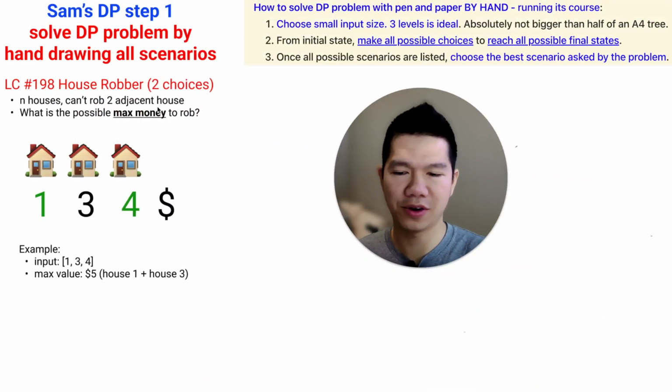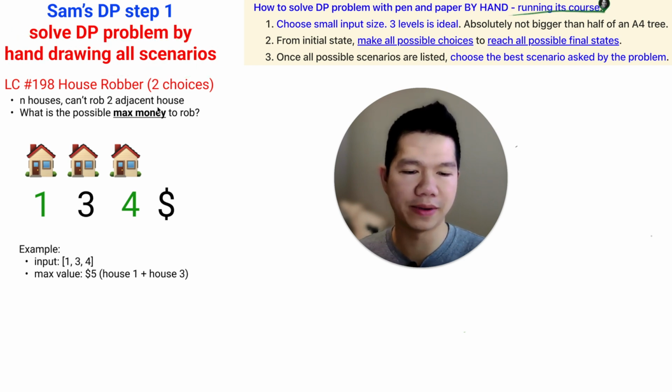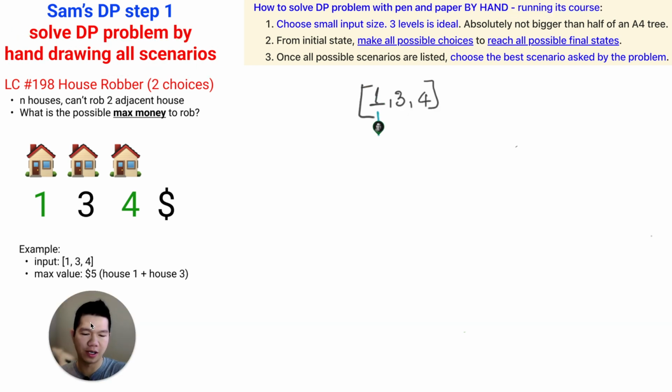Next, we already know our problem is a DP problem. Now we're going to use SESV to solve this DP problem by hand drawing all scenarios, or in other words, running all its courses. So if we start here at the first house, we have two choices. The first one is we can choose to rob this first house. The second choice is we're not going to rob this house, we're going to skip this house and run to the next house. So that's a no.